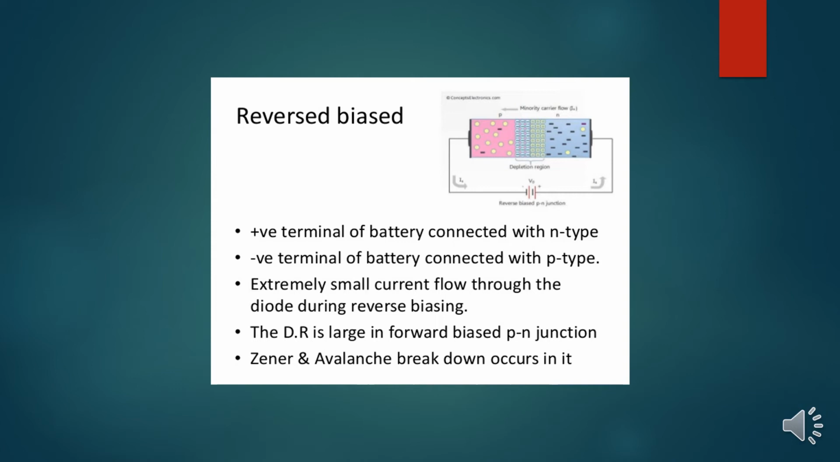But due to minority charge carriers, what are the minority charge carriers? P has the minority charge carriers, that is electrons, and N has the minority carriers, that is holes. The depletion layer does not oppose the minority charge carriers, and instead it helps the movement of these minority charge carriers, and a very small current flows in the condition of reverse biased.